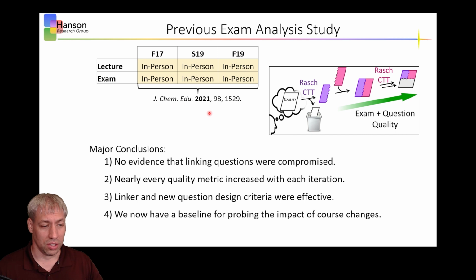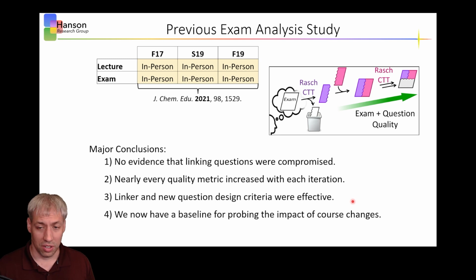You can check it out in the Journal of Chem Ed. Here's the citation. But the major conclusions, if you don't want to read through that, are that we had no evidence that the linking questions were compromised. We're reusing questions, but it doesn't seem like those questions were compromised, and I'll talk about that a little bit later. Nearly every metric increased with each iteration. It dramatically increased for the first two and then increased a little bit more for the next ones.